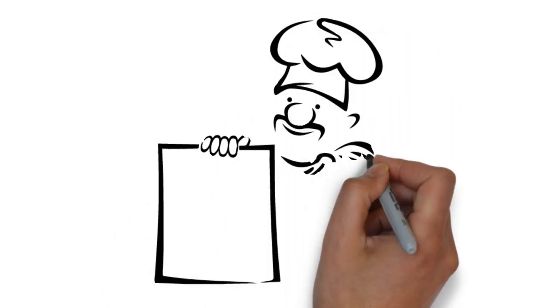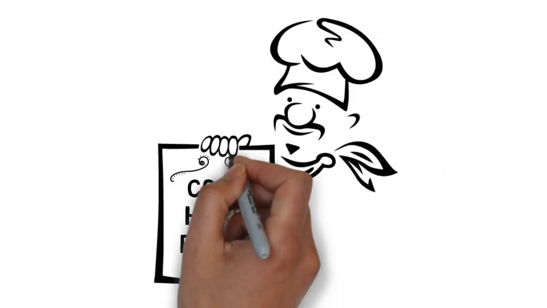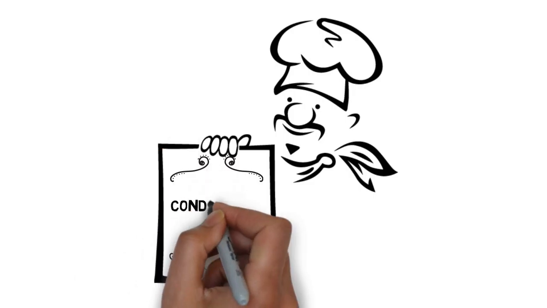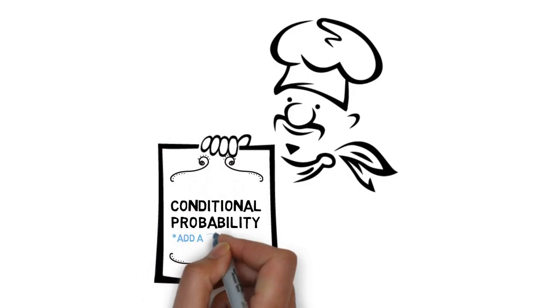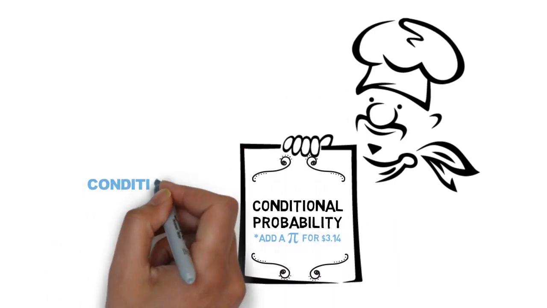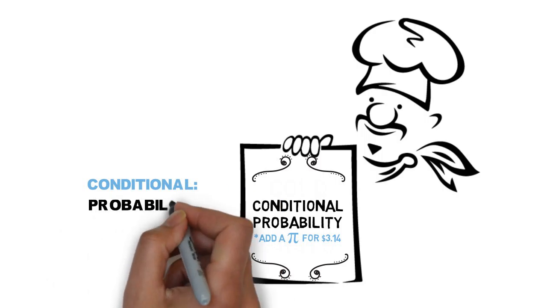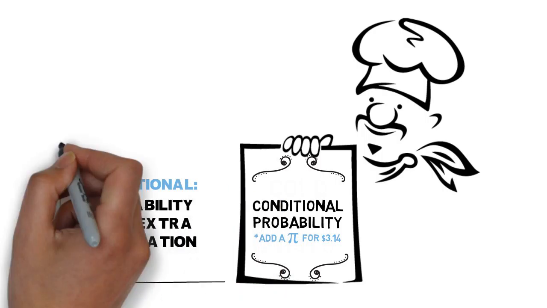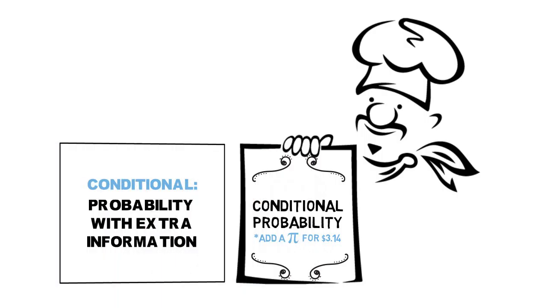On today's menu, it's cold hard facts. And the main course, conditional probability. Guys, conditional is a fancy term for saying we want to be able to solve probability questions that have extra information in them. To show you how powerful extra information can be, think about this.